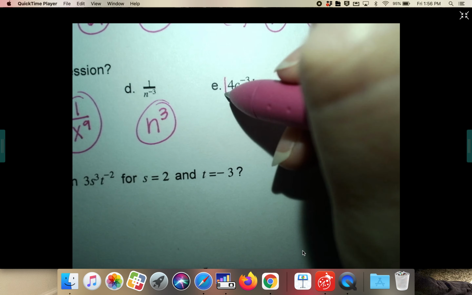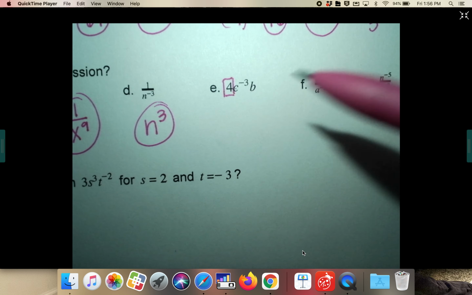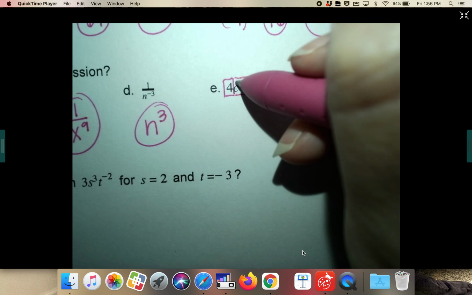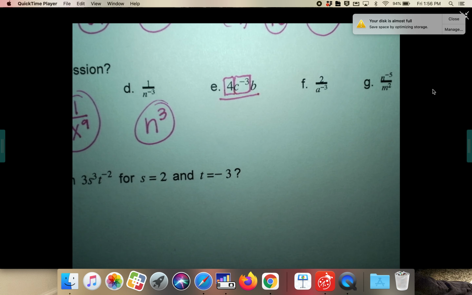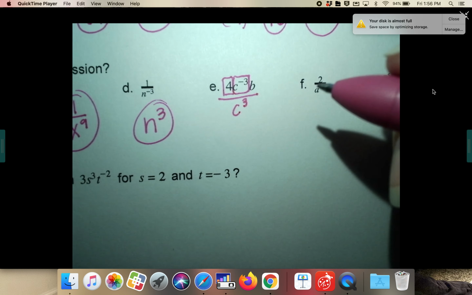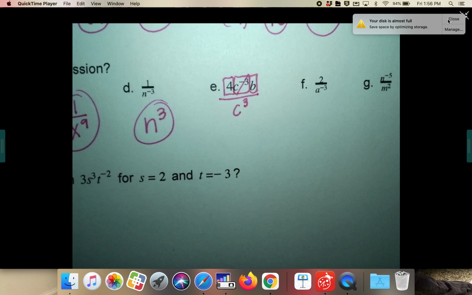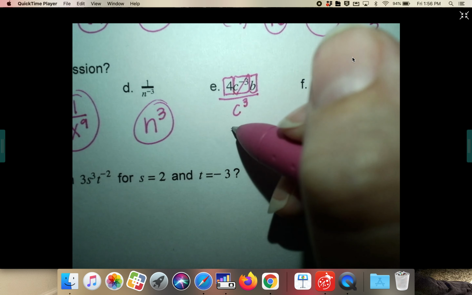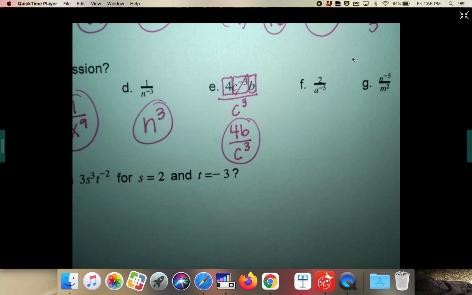Okay, let's look at E. 4 is its own term. 4 is doing fine. 4 you can leave up top. Remember, we're assuming that since this is not a fraction, it's all over a hidden invisible 1. 4 is going to stay put. However, c to the negative third is a problem. It's going to have to go to the bottom, and it's going to become a c to the positive third. Now it's gone because I moved it. B, though, is fine. It's not negative, it can stay there. So my final answer is 4b on the top over c to the third on the bottom.